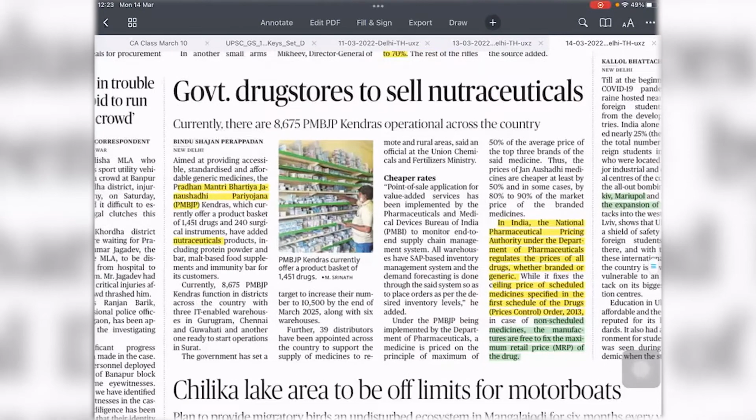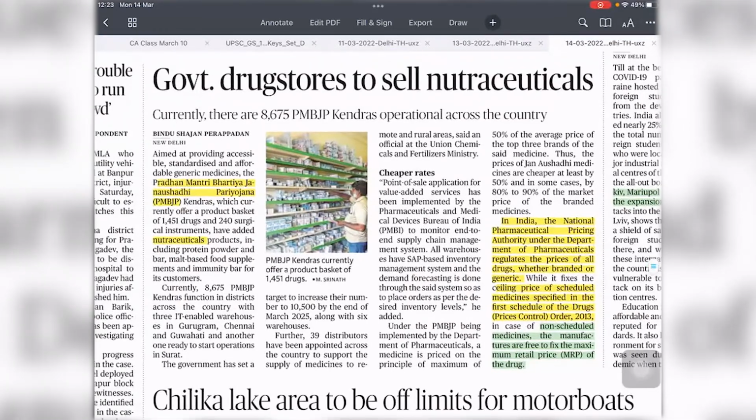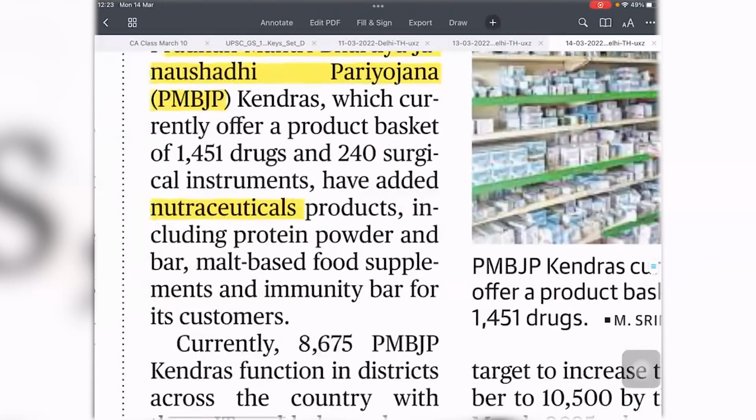Yes. Generic medicines, prelims questions. Okay, so this is an article which gives you prelims questions. First of all, what are generic medicines? Next, what is compulsory licensing? The third one is, what are nutraceuticals? So, what are they?